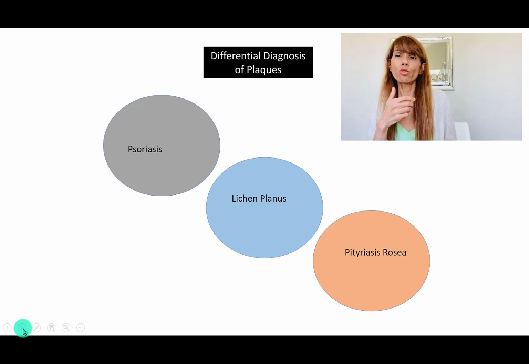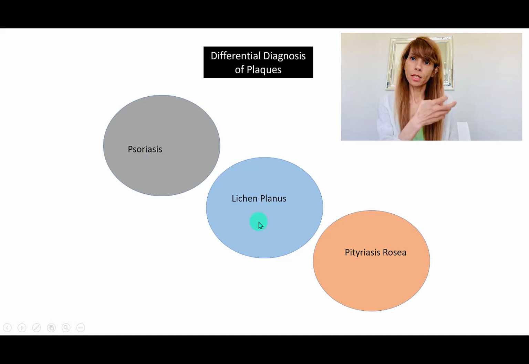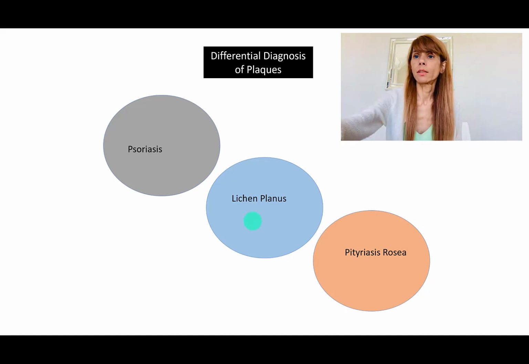Plaques are seen usually in psoriasis. That is the most common condition associated with plaques. But then there is lichen planus, and there are distinct features associated with it. And then there is psoriasis rosacea.